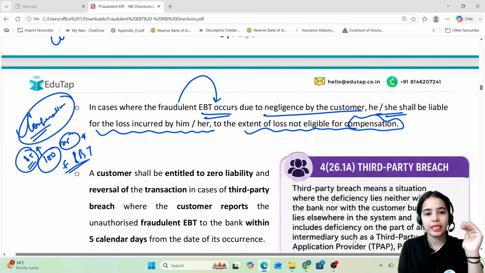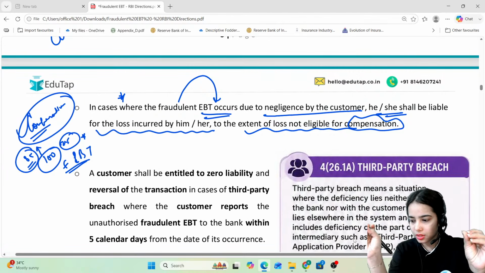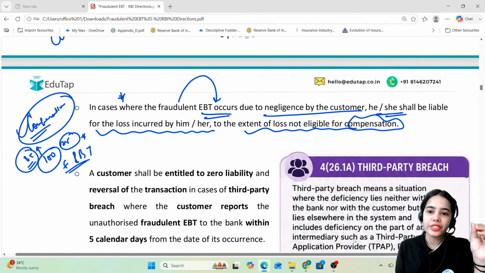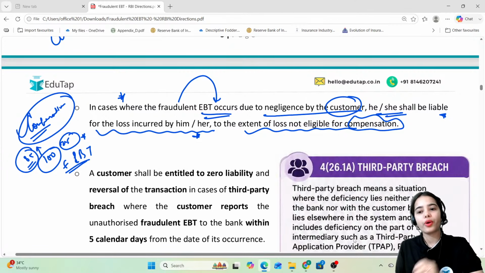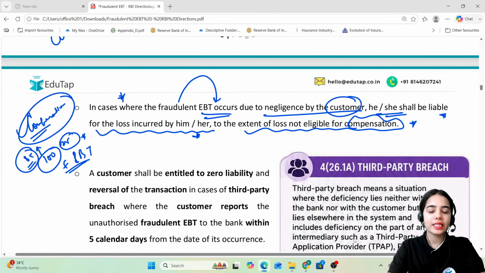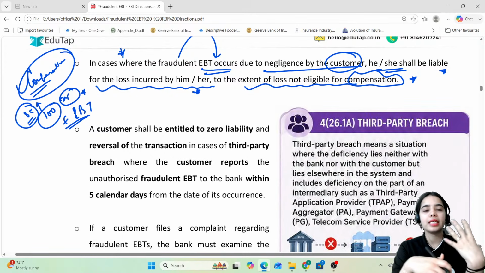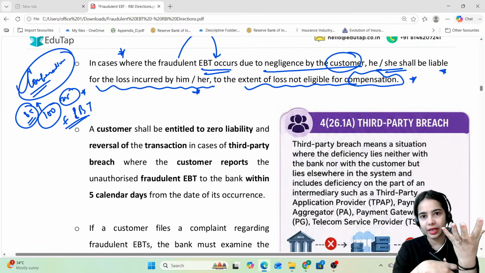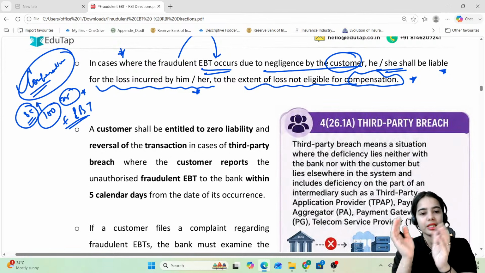That is the idea. Okay, in cases where a fraudulent electronic banking transaction occurs due to negligence by the customer, he or she shall be liable for the loss incurred by him or her to the extent of loss not eligible for compensation. Now here we have discussed the responsibility of the bank and the customer. In case the fraudulent electronic banking transaction is happening because of the negligence of the bank, the bank is bearing the responsibility. In case of the customer, the customer has certain liability.